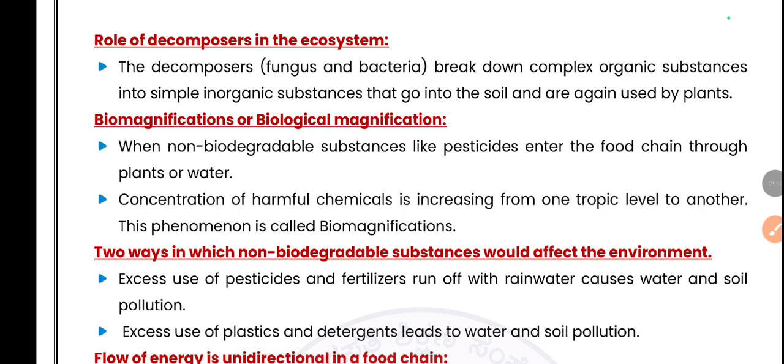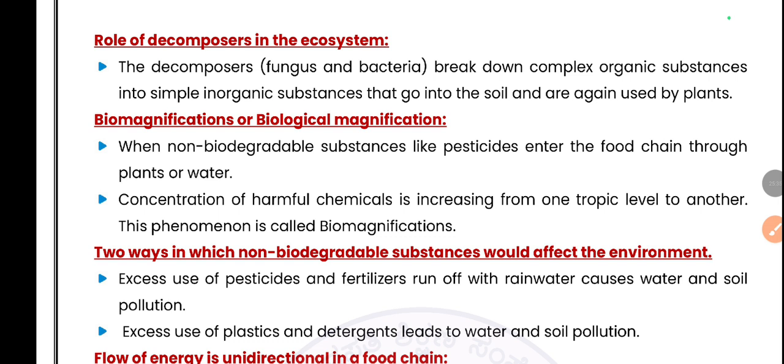Biomagnification, or biological magnification: when a non-biodegradable substance like pesticides enters the food chain through plants or water, the concentration of harmful chemicals increases from one trophic level to another. This phenomenon is called biomagnification.